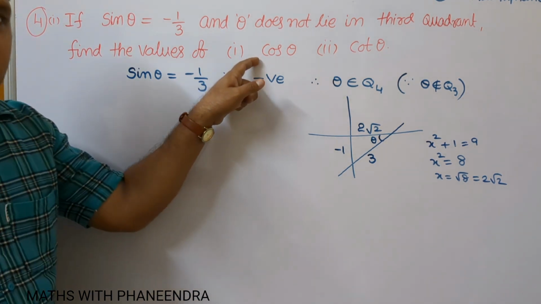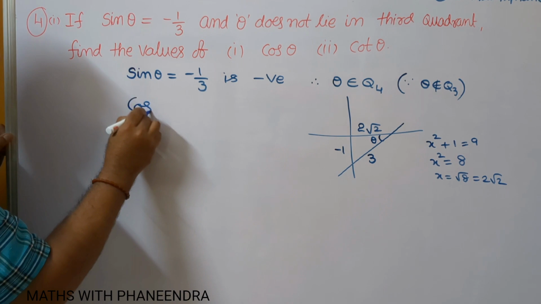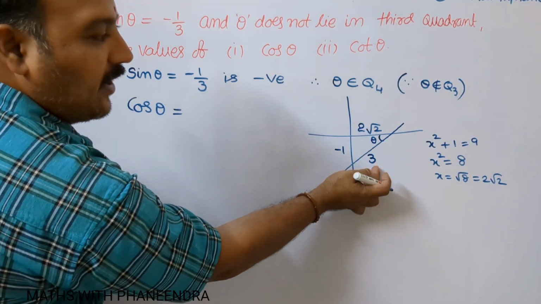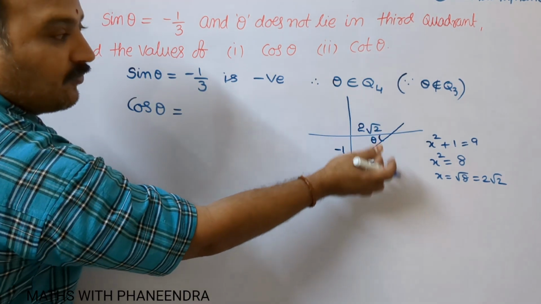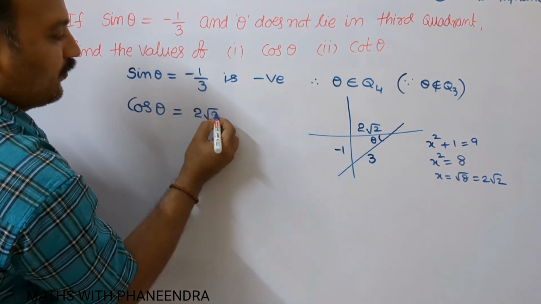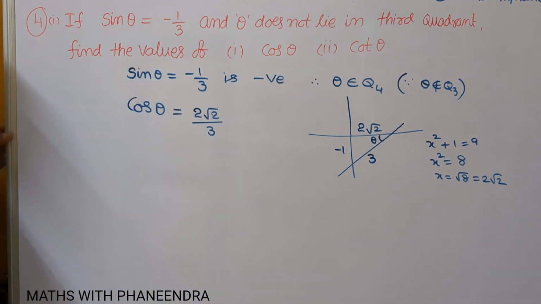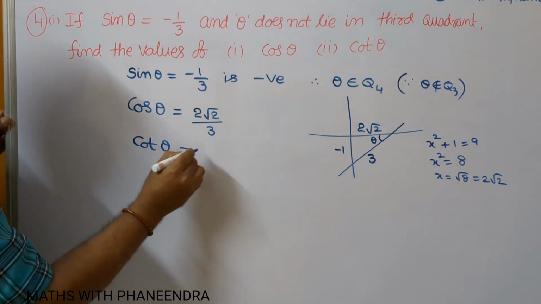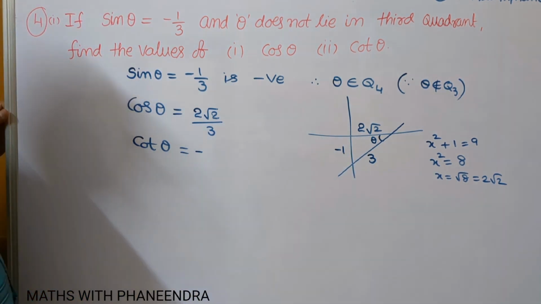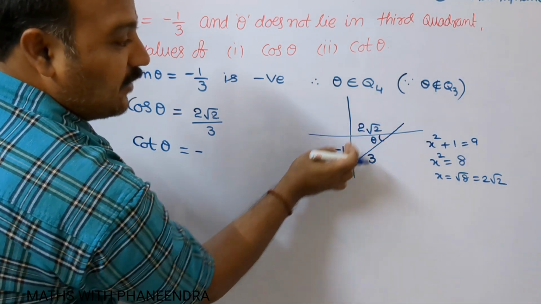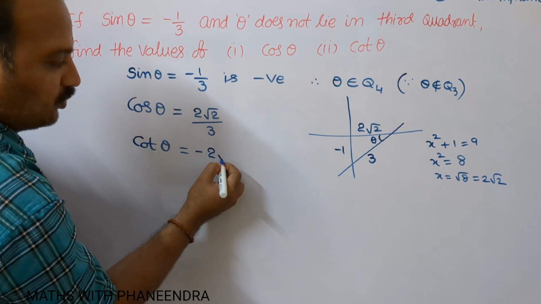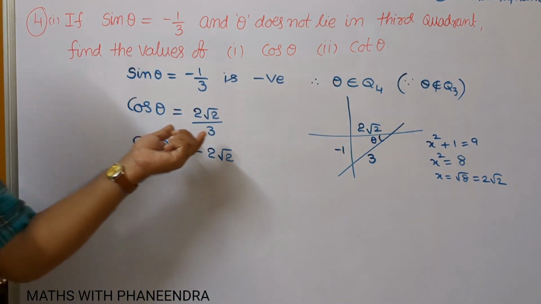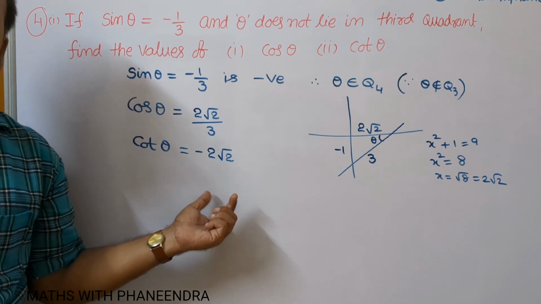They are asking to find the values of cos theta. Cos theta in the fourth quadrant is positive. Cos theta definition: adjacent side by hypotenuse, so 2 root 2 divided by 3. Next, cot theta is negative in the fourth quadrant. So minus, cot theta definition, adjacent side by opposite side, so 2 root 2. Otherwise you can go like this, cos theta by sin theta. So minus 2 root 2.